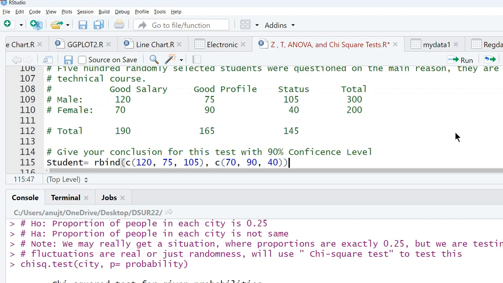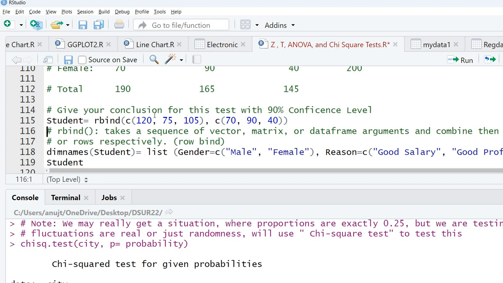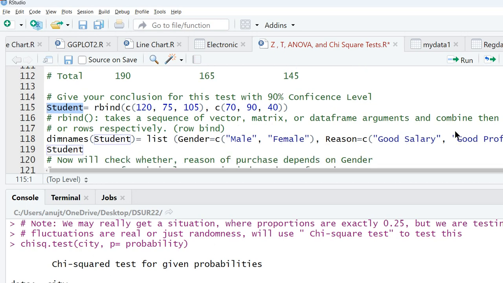I have given in the first row 120, 75 and 105, so within the function rbind I have given 120, 75 and 105. For females I have given 70, 90 and 40, in another row. Now if I run this, my rbind data is stored in students.